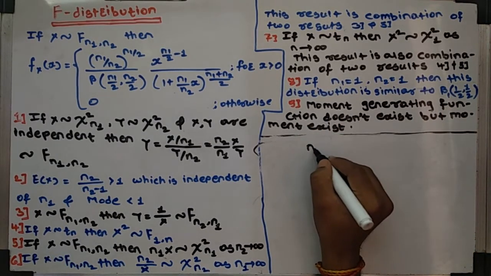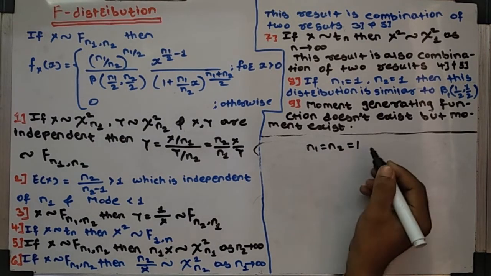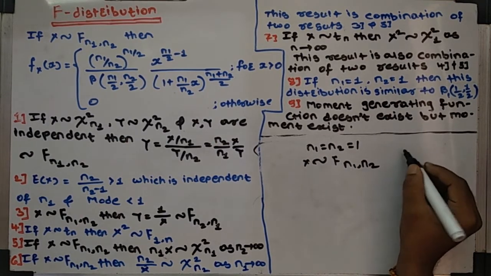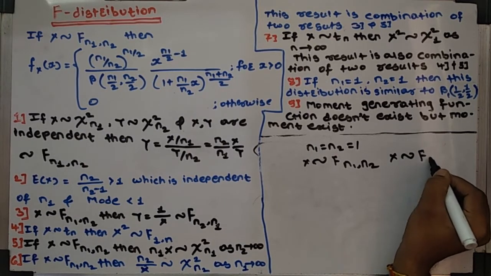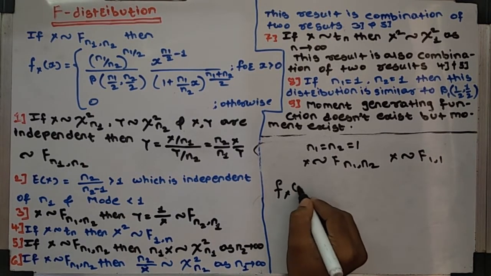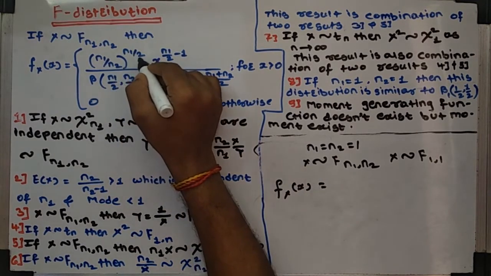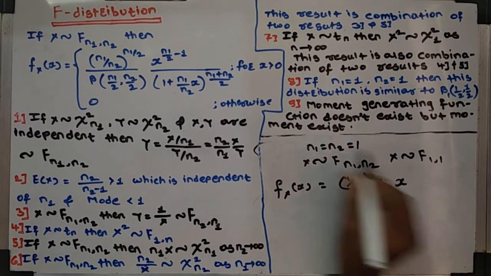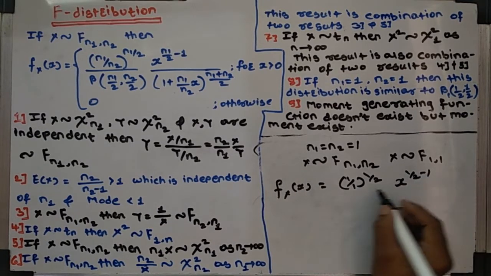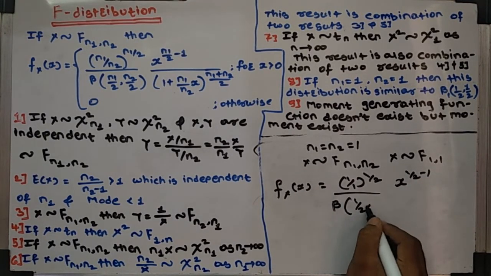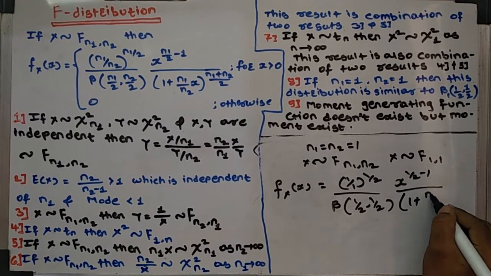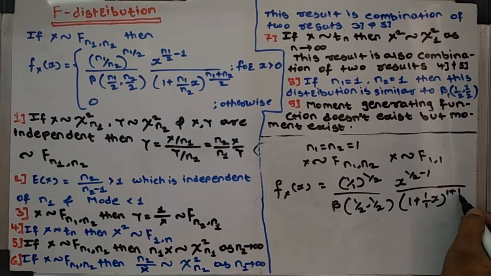Here we know that n1 equal to n2 equal to 1 is given, therefore x follows F with n1, n2, that is x follows F with 1, 1, therefore its density function is equal to n1 upon n2 raised to n1 by 2, here 1 upon 1 raised to 1 by 2, into x raised to n1 by 2, that is 1 by 2 minus 1, upon beta 1 by 2, 1 by 2, into 1 plus n1, means 1 by 1, into x raised to n1 plus n2 divided by 2.